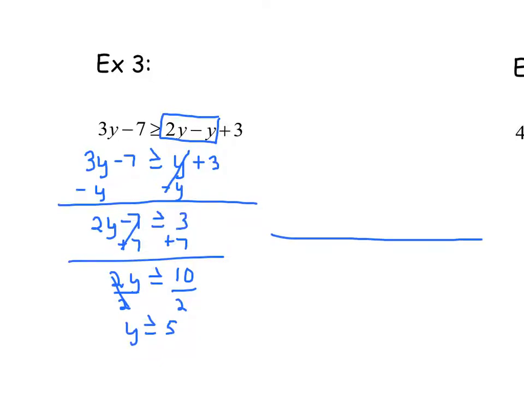Let's graph it. Draw a number line. Put your 5 there. Determine your circle that you have. It's going to be a closed circle because it's greater than or equal to. And then greater than or equal to would be to the right. All right, one more example before the word problems.